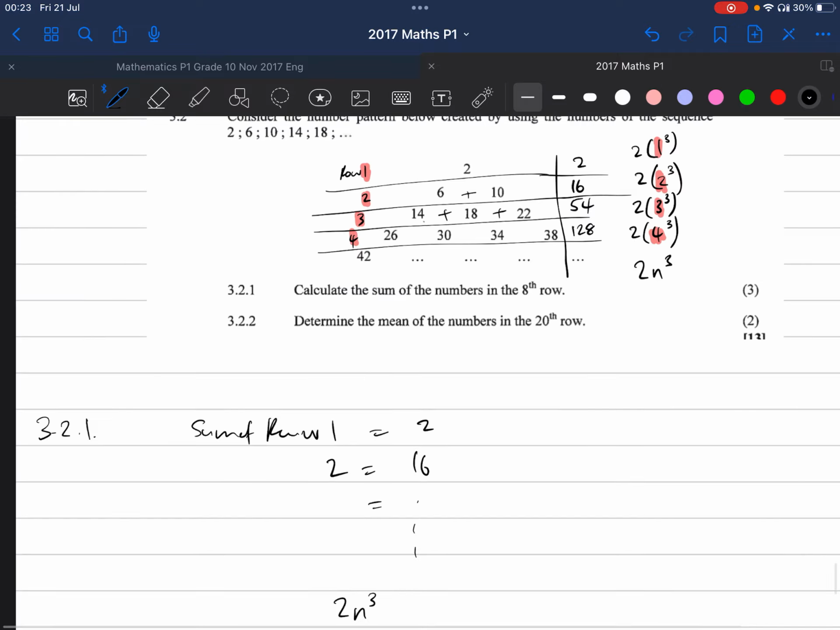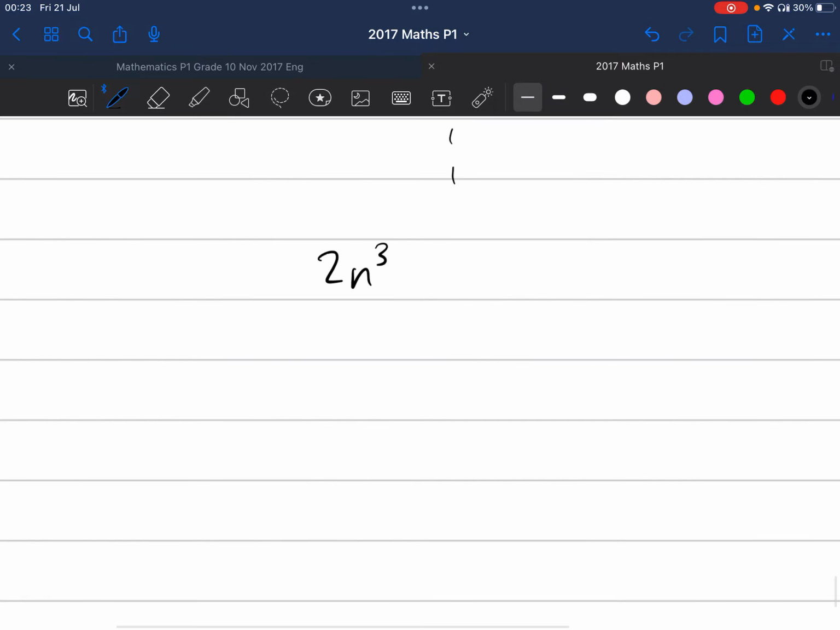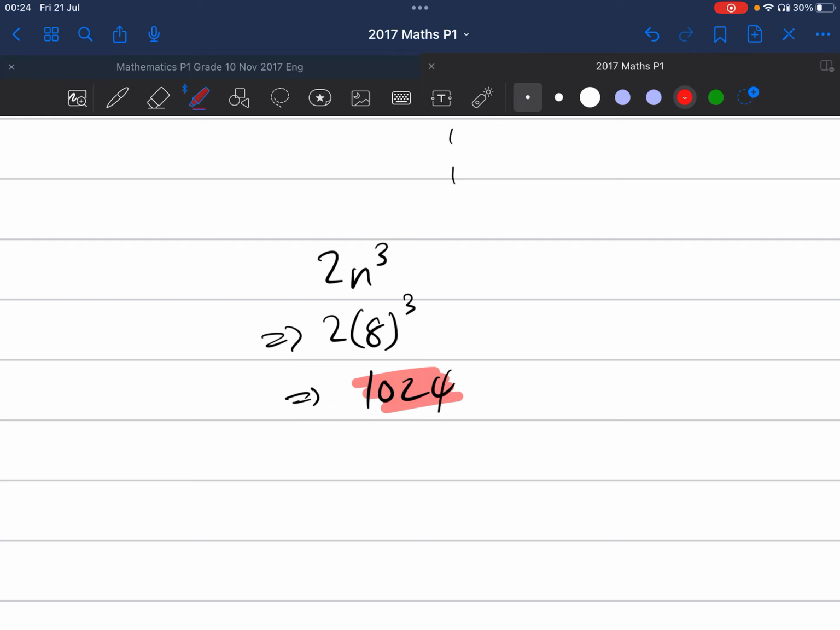And now all you have to do, because they asked for the 8th row, is to just do 2 times 8 cubed, which gives us 1024. Okay, cool.